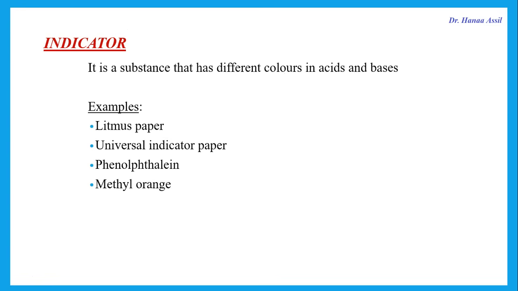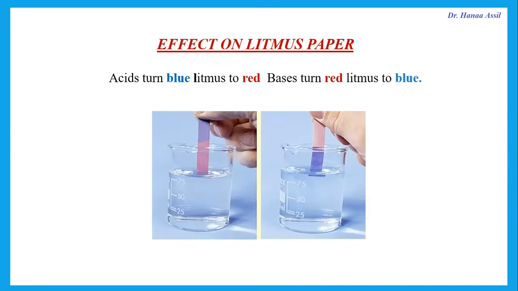We use indicators in titration, and you know that an indicator is a substance that has different colors in acids and bases. So for example, in litmus, you should know that acids will cause the litmus paper to turn red, bases will cause the litmus paper to turn blue. So this is how we identify whether a solution is an acid or a base.